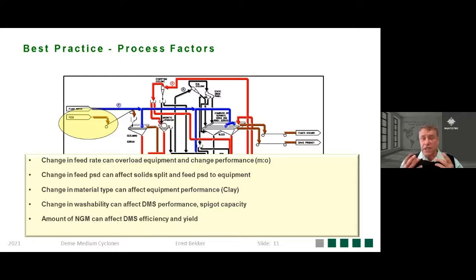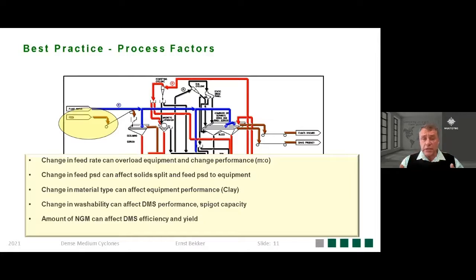A change in the feed size distribution can affect the solid split, and the optimum feed size distribution to the cyclone gets distorted. If you've got a coarse and a small DMS circuit, then that split starts to get altered. And then one piece of equipment will get a lower tonnage, and the other one a higher tonnage. And there the disturbance starts to occur.